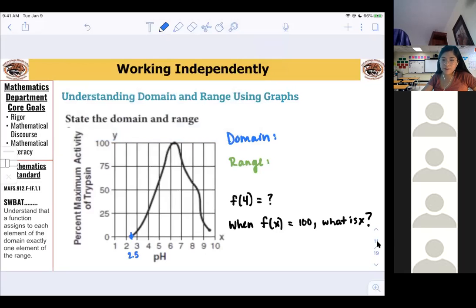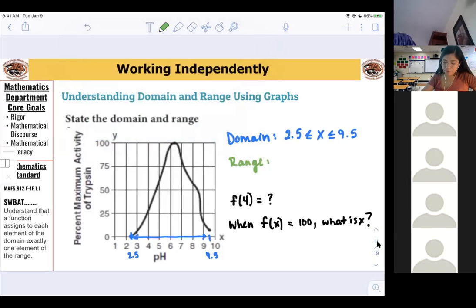And where do I end? 9.5. Good job. Right over here. So from left to right, my smallest amount is 2.5 and my biggest amount is 9.5. So my domain is 2.5 less than or equal to x less than or equal to 9.5. This one's a little bit trickier because it has decimal points. It's kind of in the middle, so you just have to be very careful.